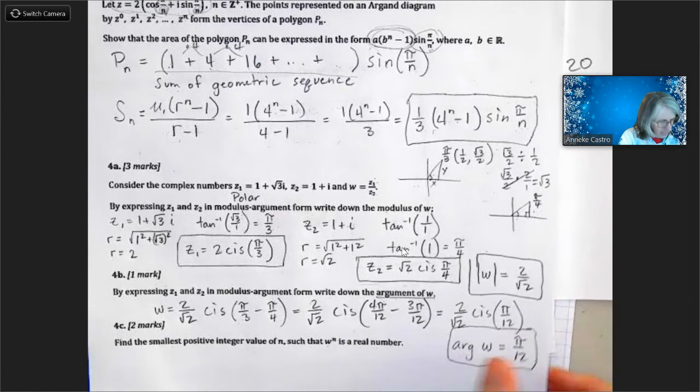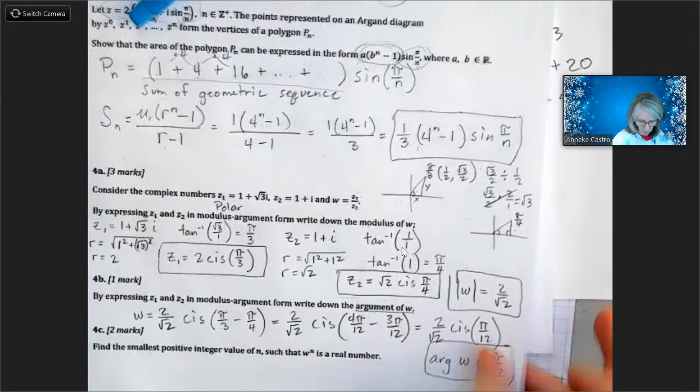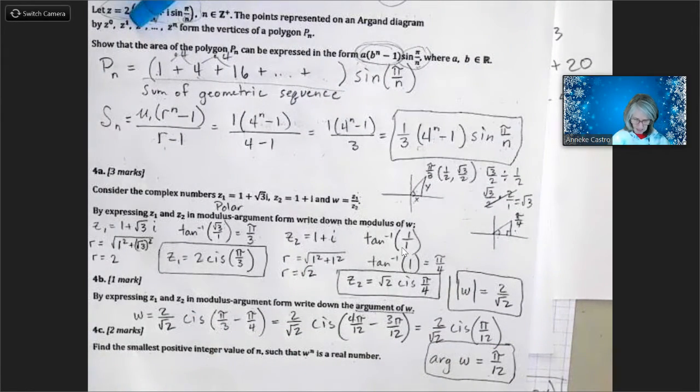So let's think back to our other problems where we were graphing these with the arguments. Oh my gosh, where are my papers? Oh, right there, right underneath me.